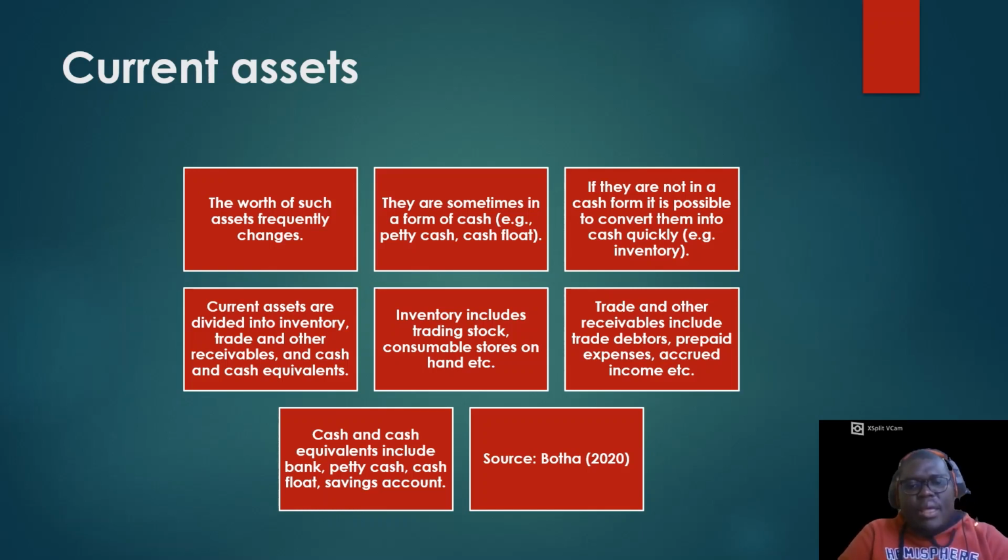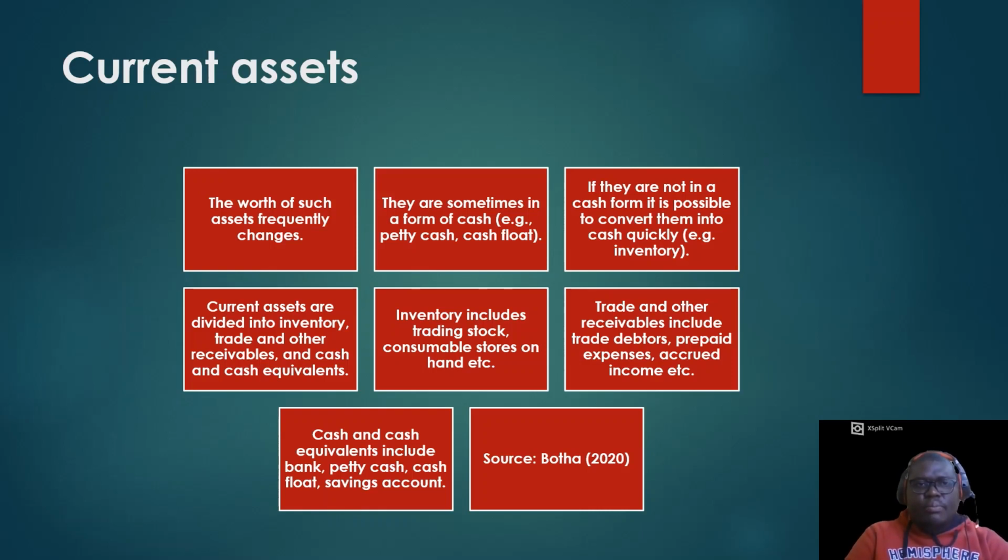Okay. And then the other thing is that current assets are divided into 3 parts. We have the inventory. In terms of inventory, we are talking about things like trading stock, consumable stores on hand, packaging material on hand, stationery on hand, if maybe we use stationery in our business. Anything that we're using that was on hand will be part of our inventory.